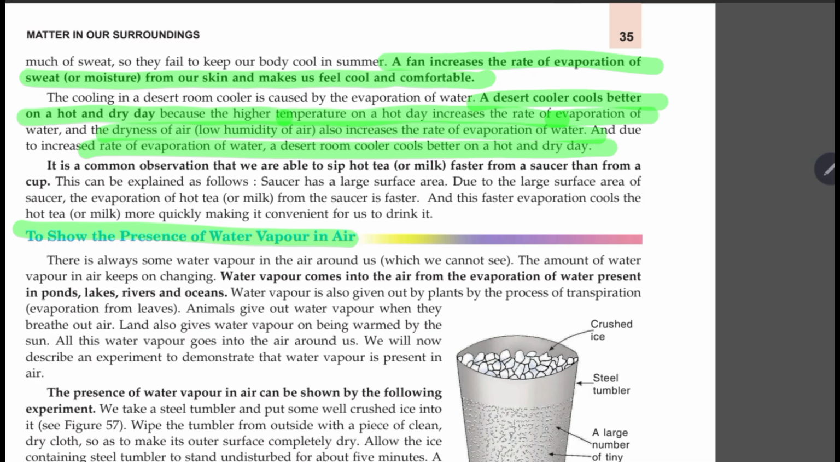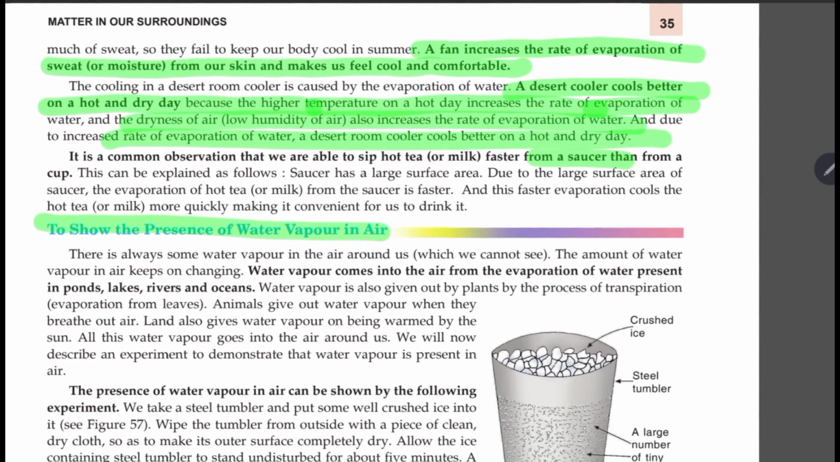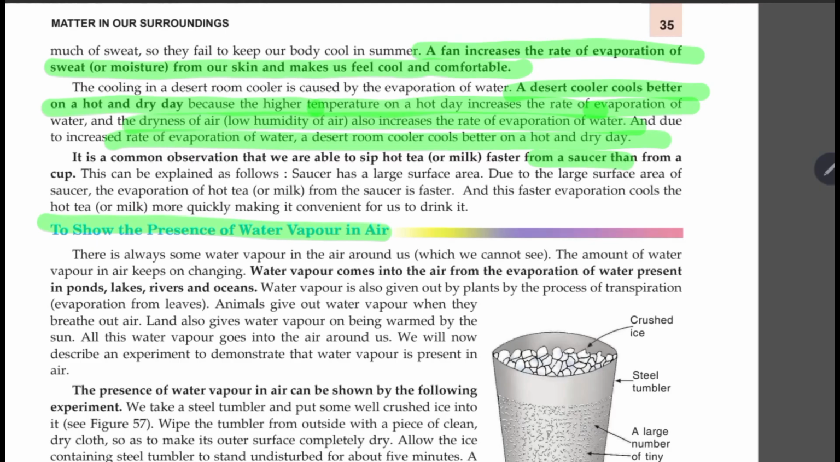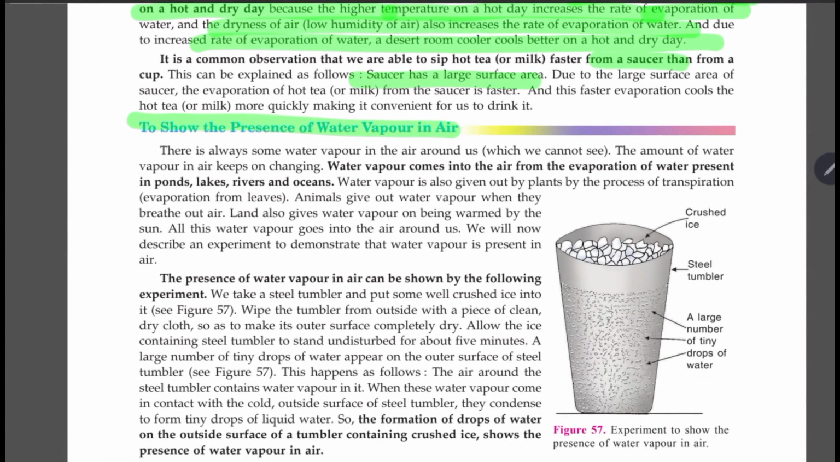Now here we can see that we can sip hot tea or milk easily from a saucer, a plate. Have you seen villagers have this habit? Many people, if they have to sip milk or tea, maybe due to lack of time, what will you do? You will pour it in the saucer and the surface area increases, so it cools faster because evaporation depends on the surface area. Greater the surface area, greater is the rate of evaporation.